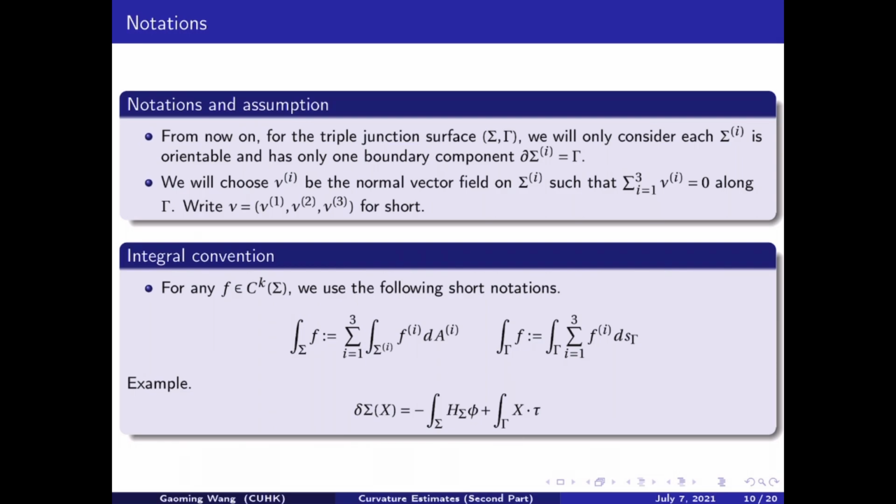Let's take the first variation formula as an example. Using this notation, we can rewrite the first variation formula in this way. Note here, phi is a dot product of x and nu, which has three components, and we regard the h sigma as a tuple with three components h sigma I. We should understand x dot tau to be three functions defined on gamma and taking the sum here, although tau is well defined only along gamma.